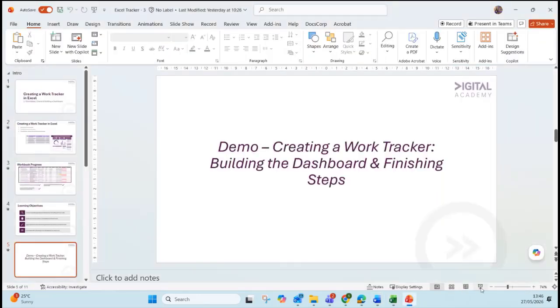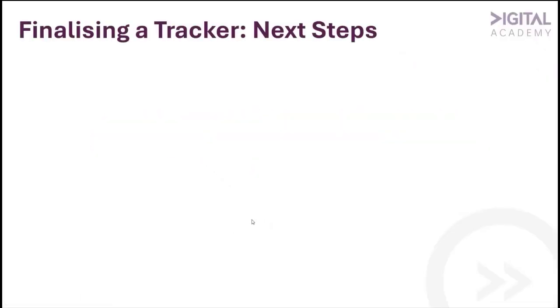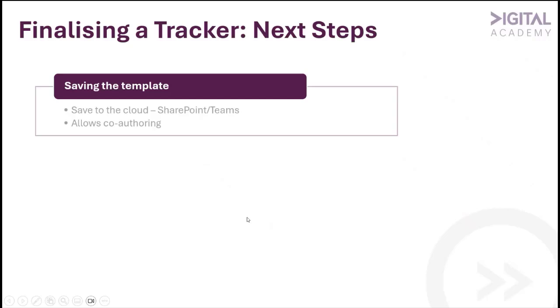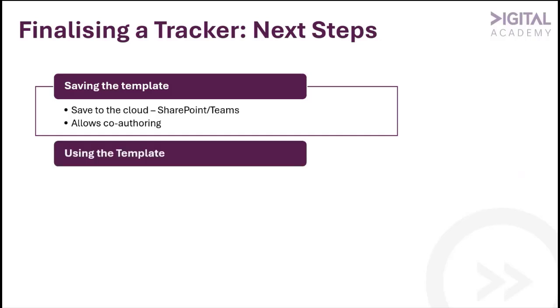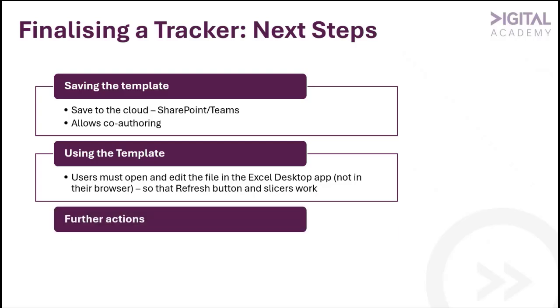Okay, so popping back to our presentation. Next steps, like I said, saving the template, making sure we're saving it to the cloud, so SharePoint, Teams, and that means that we can have that co-authoring, so people are able to go into that tracker at the same time and add and edit those items. When we're using the template, like I mentioned, if we do have the refresh button and the slicers as well, that's the other thing, if you have those, we need to make sure we're opening it within our Excel application rather than your browser.